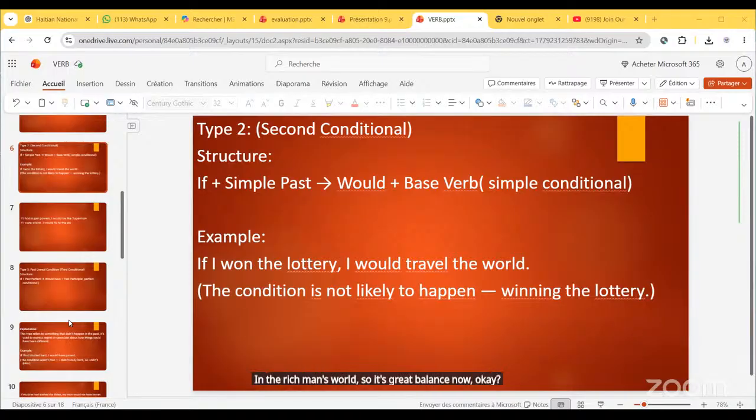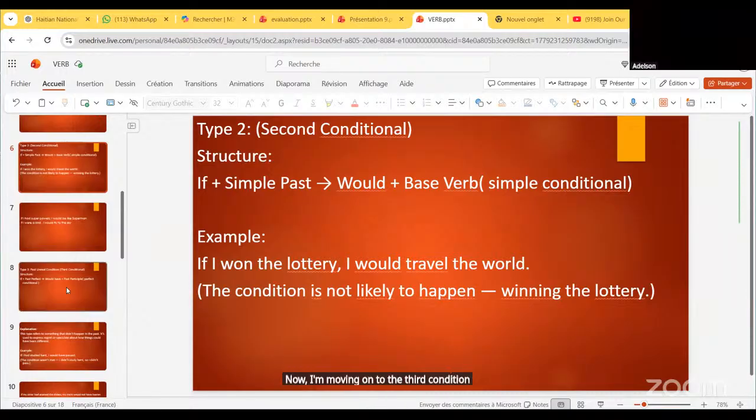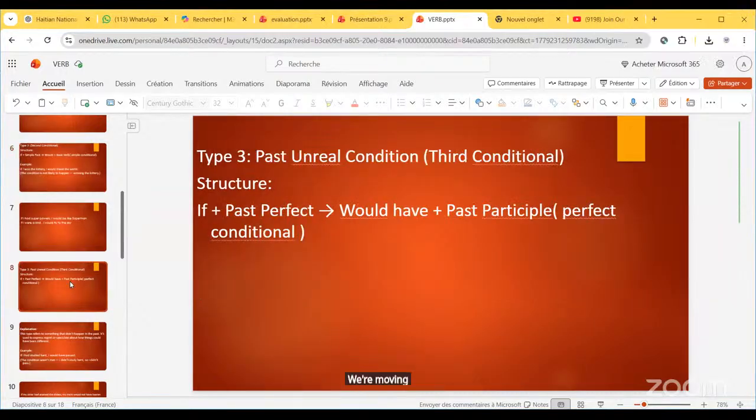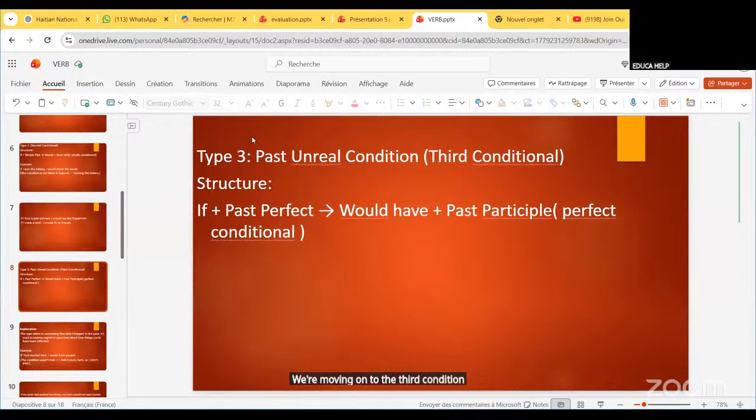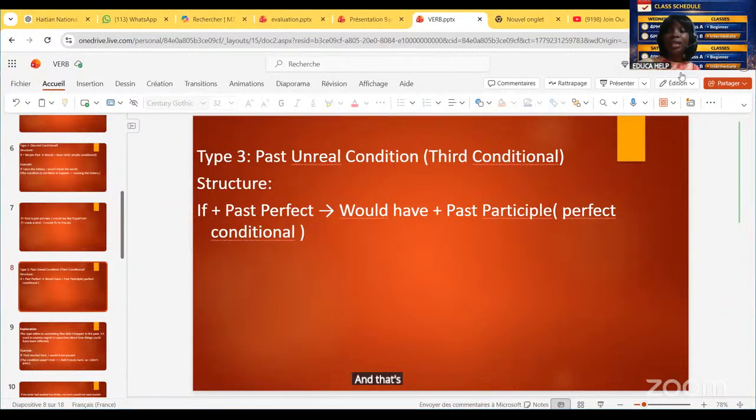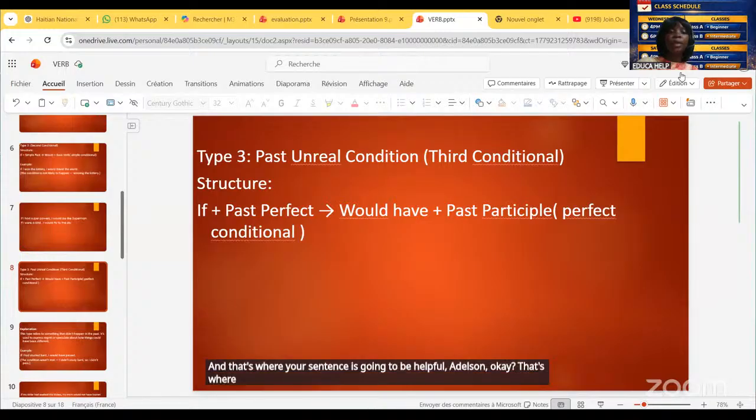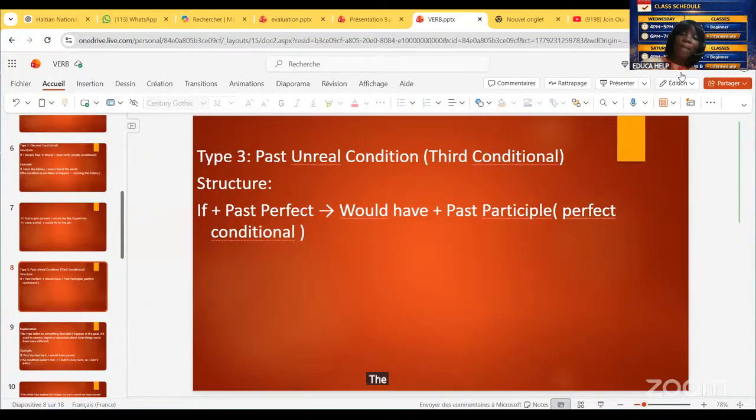Now we're moving on to the third condition. And that's where your sentence is going to be helpful, Adelson, okay? The third condition is past unreal condition. If plus past perfect equals would have plus past participle. Okay?